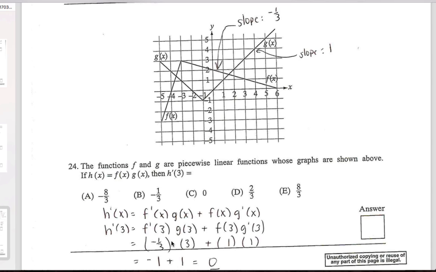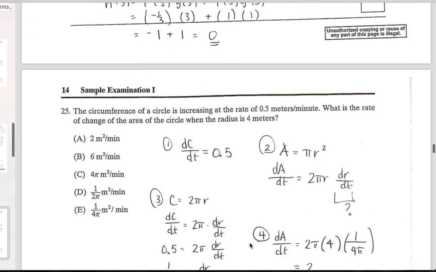So I have negative a third, and then g of 3 is just look at the g curve at 3. We're at a y value of 3, so that would be 3. And then f of 3, look at the f curve at 3, and that's 1. So we get 1. And then g prime of 3, look at the g curve at 3. Again, that's a linear slope, so this is really nice. We're going up 1 over 1. The slope is just 1, so that's the value 1. That's how you do that one.